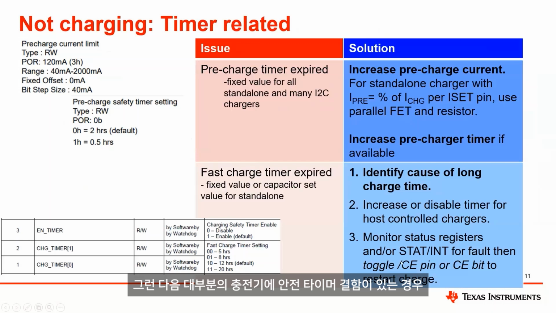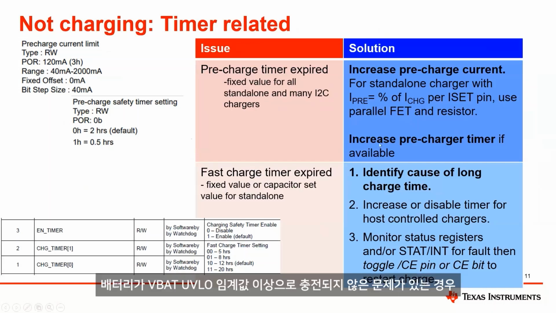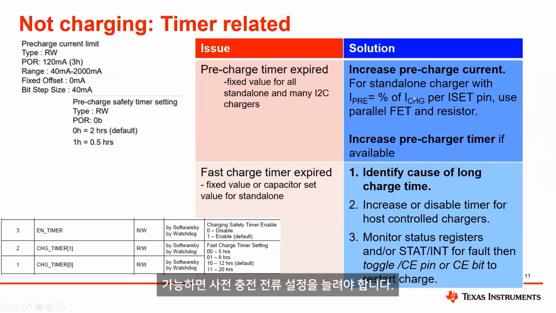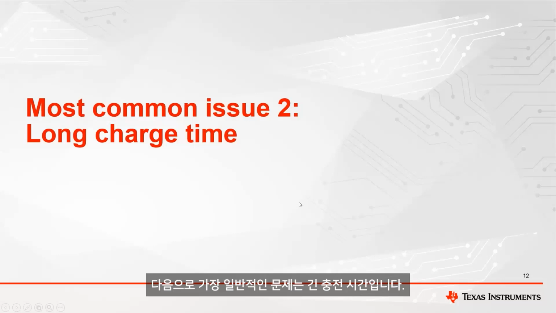And then for most of the chargers, if you do have a safety timer fault, you can just toggle the CE pin or CE bit to restart charge or change the timer I2C register. And then for the pre-charge timer, if there is a problem that the battery hasn't charged above the VBAT UVLO threshold, then you need to probably increase your pre-charge current setting if possible. The next most common issue is long charge time.